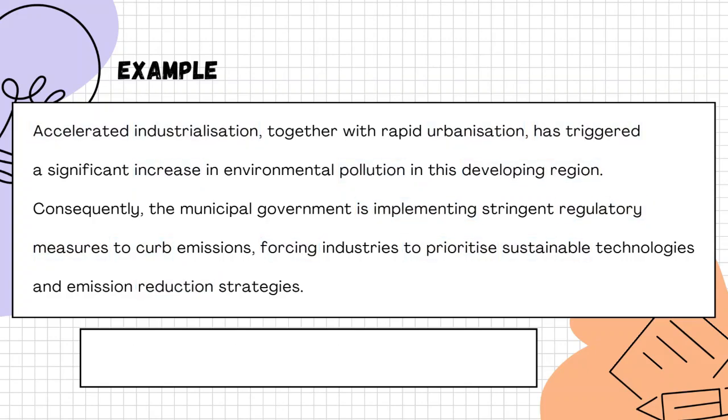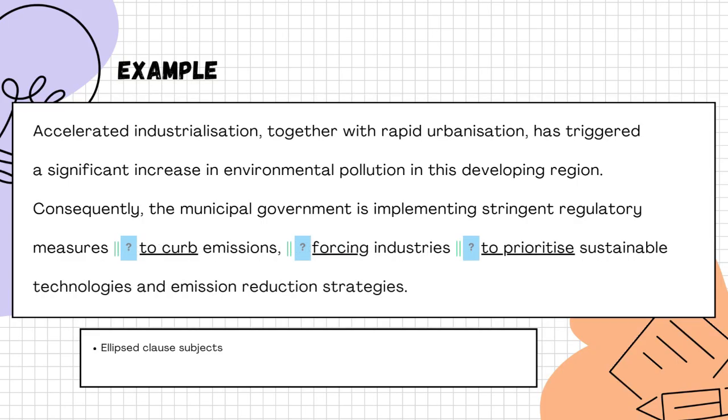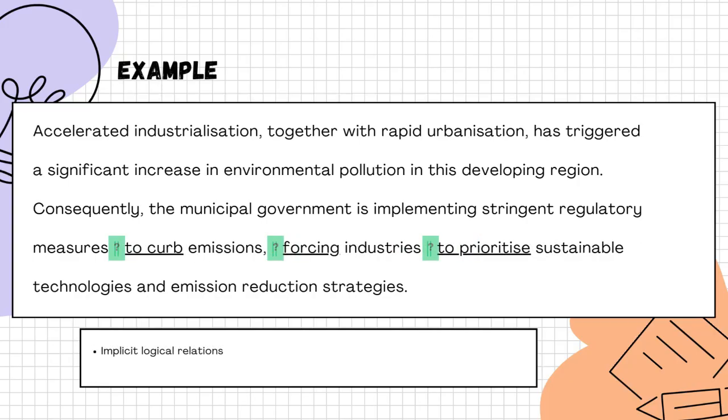A second reason is that some verb subjects are omitted or ellipsed. It isn't immediately clear who or what is doing the curbing, the forcing, and the prioritizing, for example. Directly linked to this feature is the use of implicit logical relations. We normally rely on conjunctions to tell us how things are linked logically, but in some cases, like these ones here, there are no conjunctions, and so we need to infer the logical relations from the context.